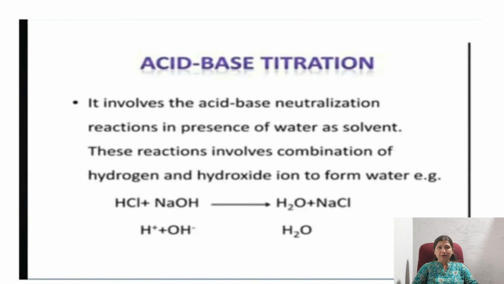When we add sodium hydroxide drop by drop to the conical flask containing hydrochloric acid, it forms sodium chloride and water as products. It is known as a neutralization reaction. The base present in a burette will neutralize the acid present in a conical flask. It is known as acid base titration.